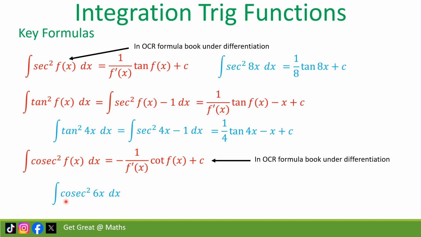So more specifically, I've got cosec squared of 6x dx. The differential of 6x is 6, so it's going to be minus 1 over 6 cot of 6x plus c. So this is how to integrate all the squared functions for all the trig functions that you will need to know how to do.